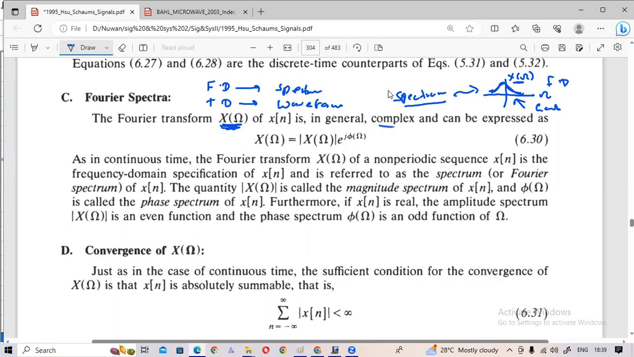Generally the spectrum may be a complex number. If it is a complex number, you can refer to it like this. This is a complex number notation. So you know the complex number: if this is x and the imaginary part is y, this is the complex number.